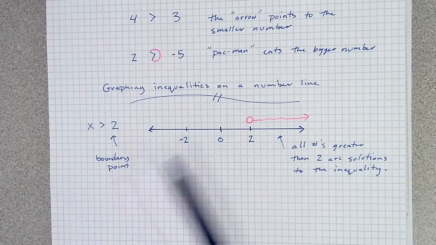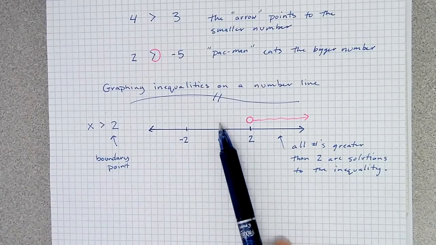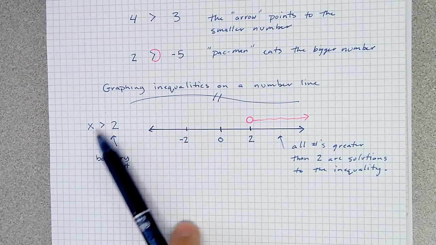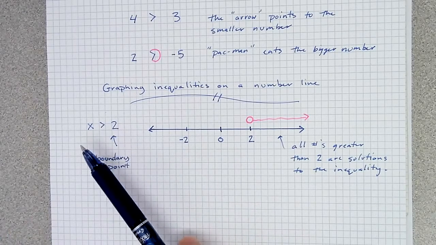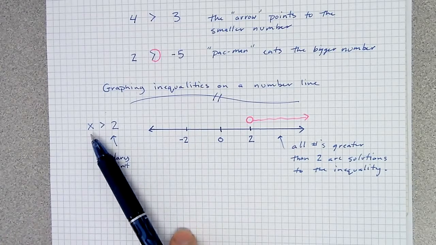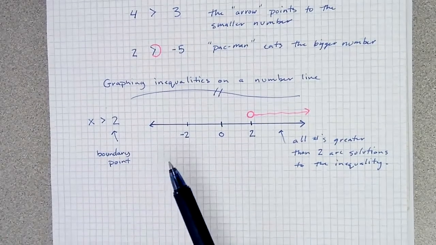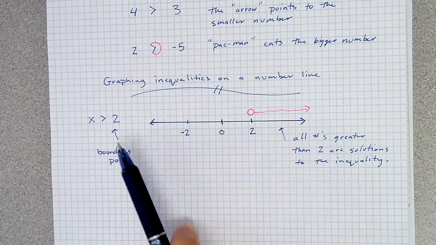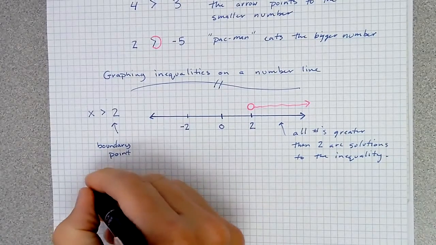That's correct. Notice the points that aren't in that shaded region. For example, 0. If you plugged in 0 for x, you get 0 is greater than 2. Is that true? Pretty sure it's not. 0 is not greater than 2. So that's why 0 doesn't fall under that shaded region. So this graph is stating that all of the points greater than 2 can be plugged in to give you a true statement.